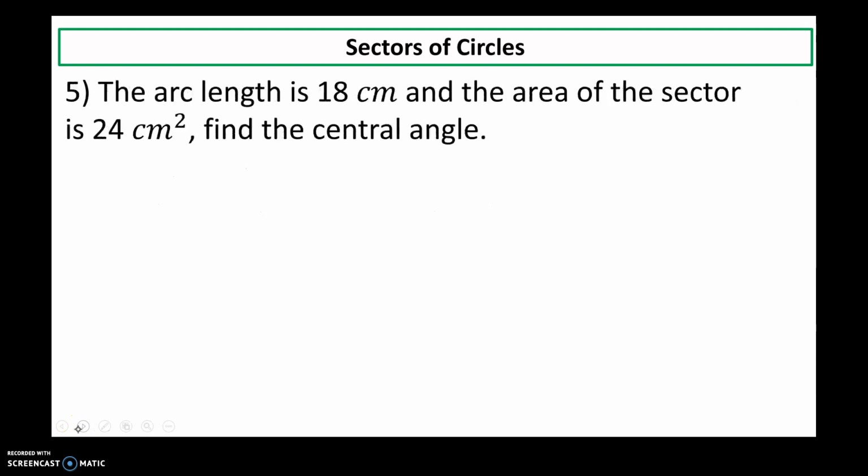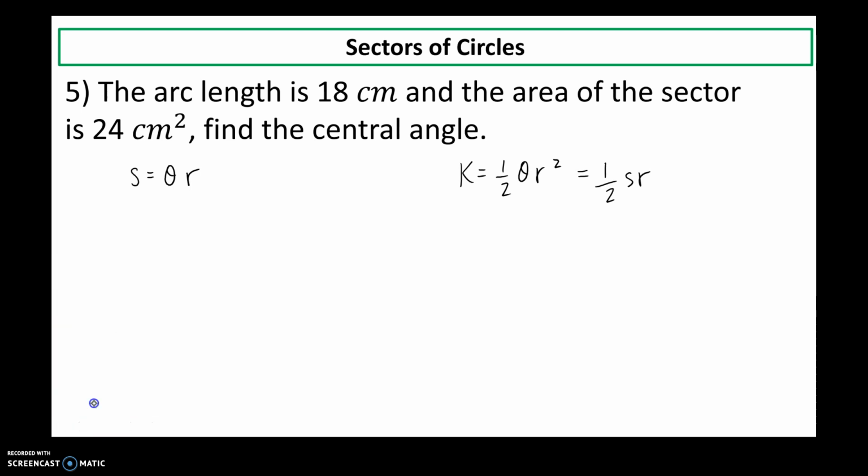All right, now given the arc length is 18 centimeters and the area is 24 square centimeters, find the central angle. Okay, so now we know that our arc length is equal to theta times r, and I am going to use radians because it simplifies the formula. I know that the area of the sector is 1/2 theta r squared. But we talked about the fact that if theta r is equal to s, this is equal to 1/2 the arc length times the radius.